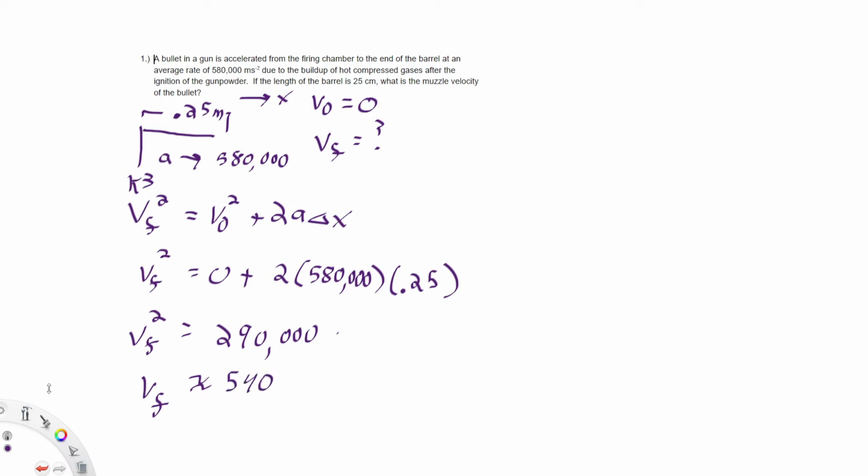The most common mistake that I saw here is that instead of converting this length to meters, people just left this as 25 centimeters, which means that your velocity is going to be 10 times too big. I only took off 1 point for that, if you got the rest. All right, questions or comments here?